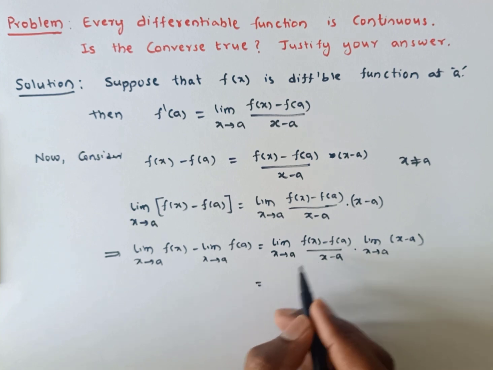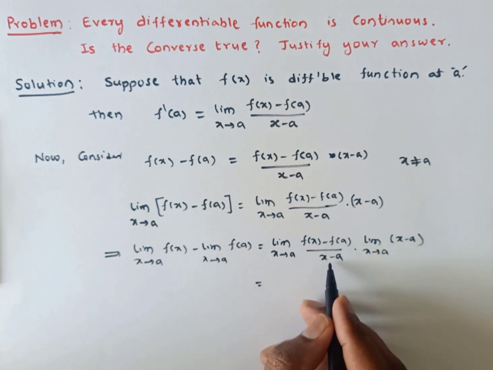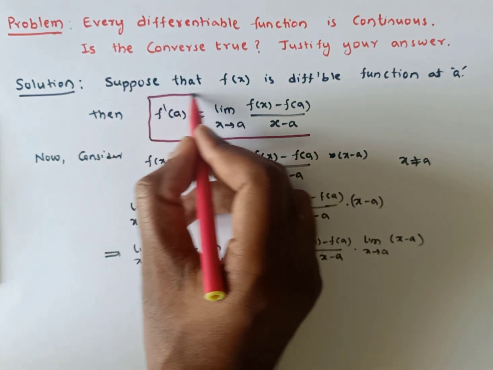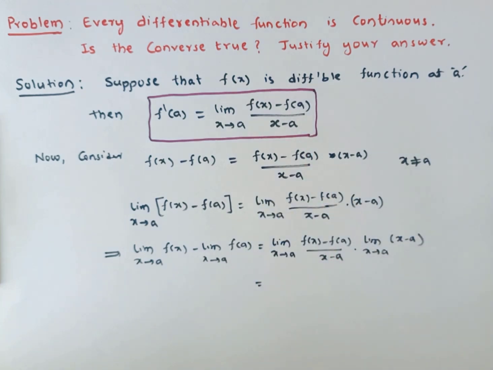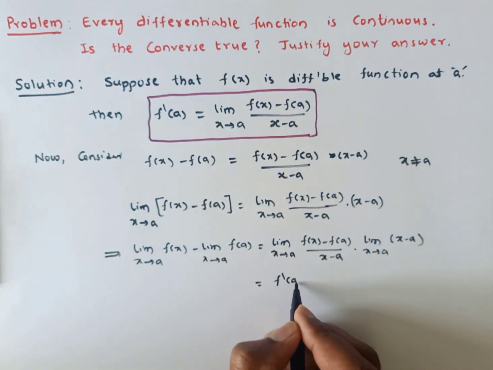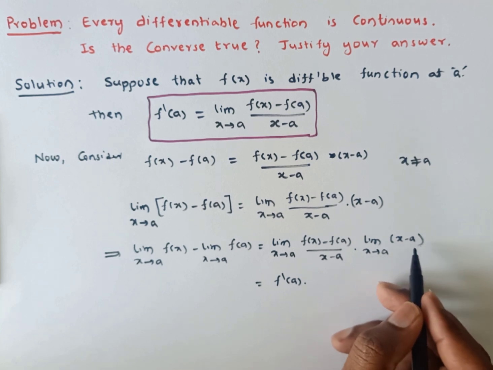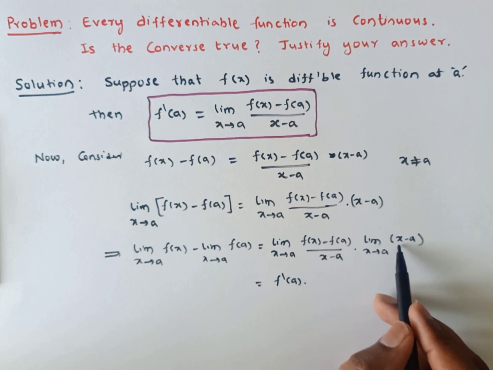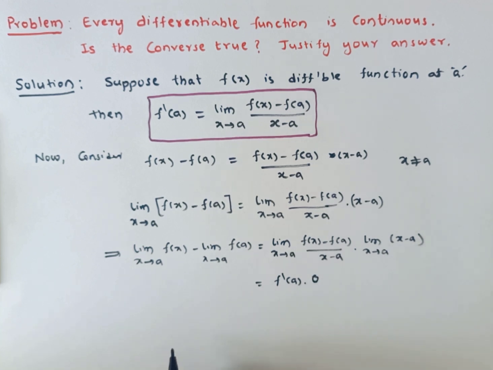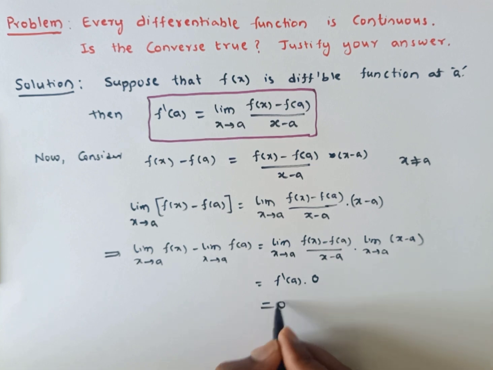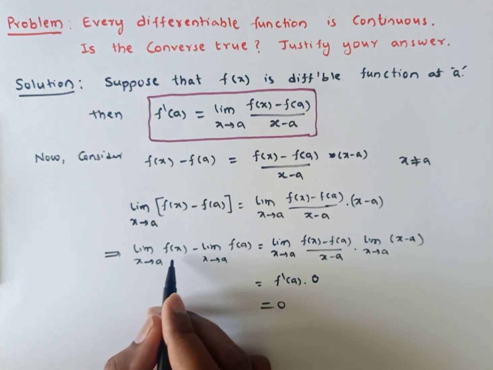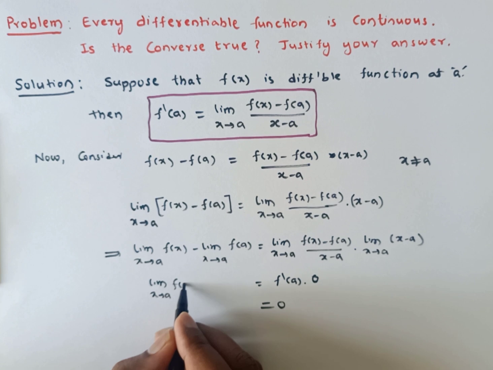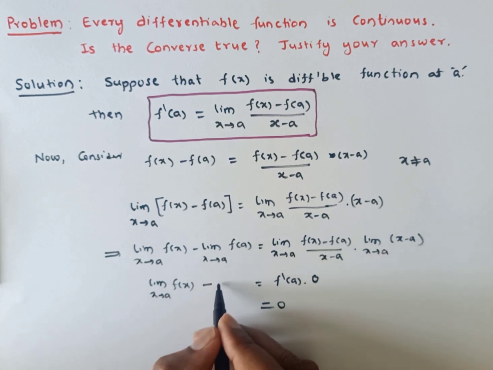Now, limit x tends to a of f of x minus f of a by x minus a is our definition, right? So we can replace this with f dash of a. Now it is f dash of a into, as x goes to a, x minus a, where x is not equal to a but approaches a, so it is nearby a. So a minus a will be 0, and f dash of a into 0 is 0. Now on the left side, limit x tends to a of f of x minus limit x tends to a of f of a, and the limit of a constant is the constant only.